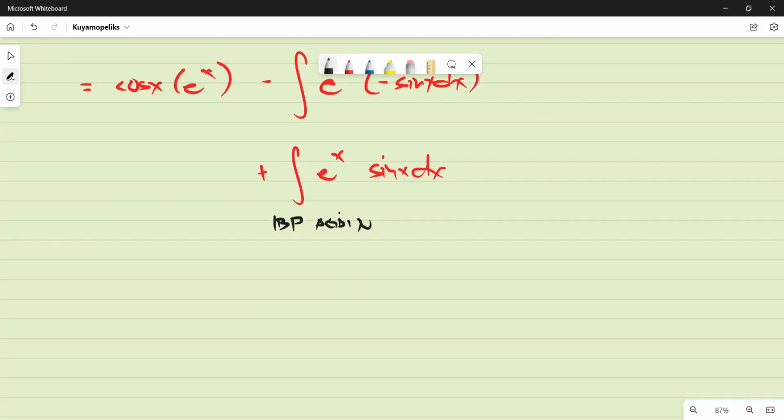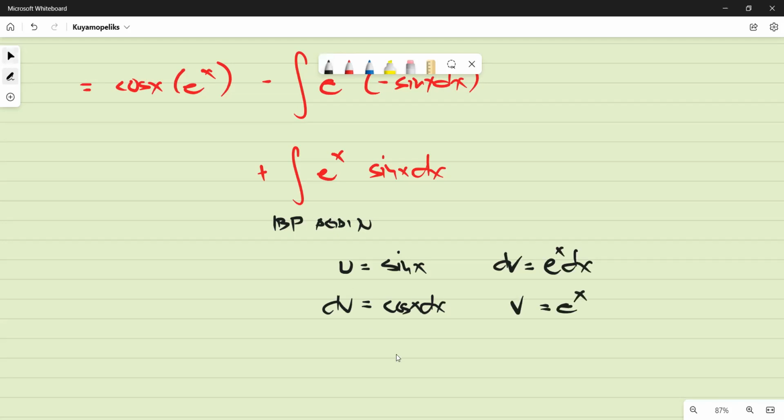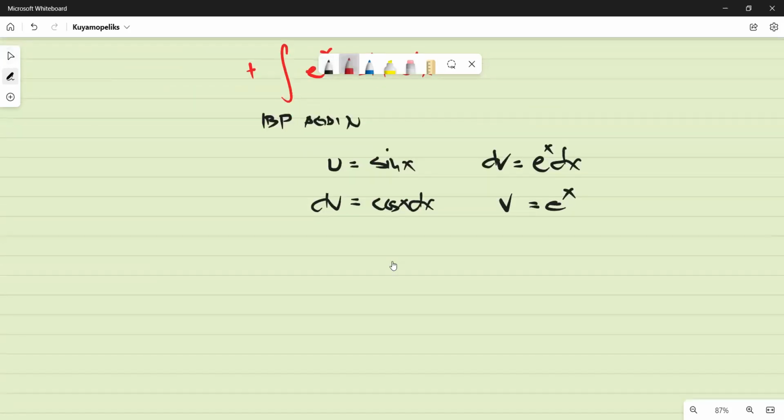Ano ang u na maganda gamitin? Definitely sundin pa rin yung LIATE, yung trigonometric natin na sine x. Ang derivative niyan ay cosine x dx. Ano ang dv natin? Yun pa rin, e raised to x dx. Ang v naman natin dyan ay e raised to x. Ngayon, plug in naman natin ulit yan sa uv minus integral ng v du.